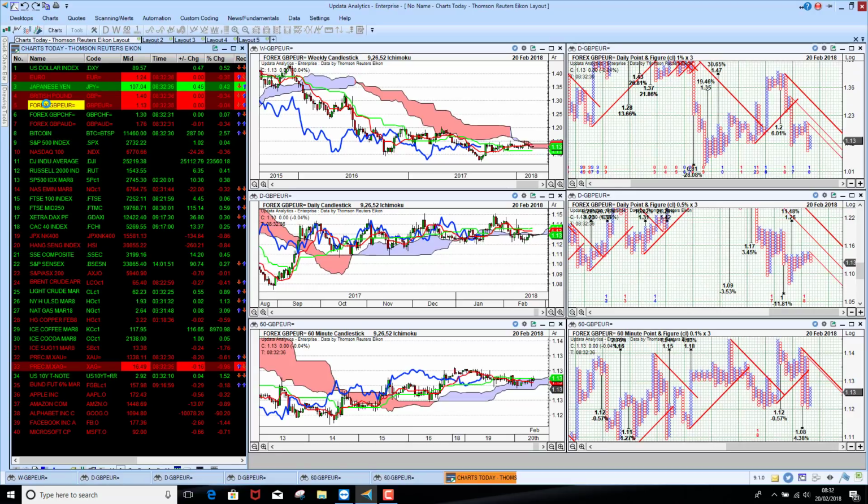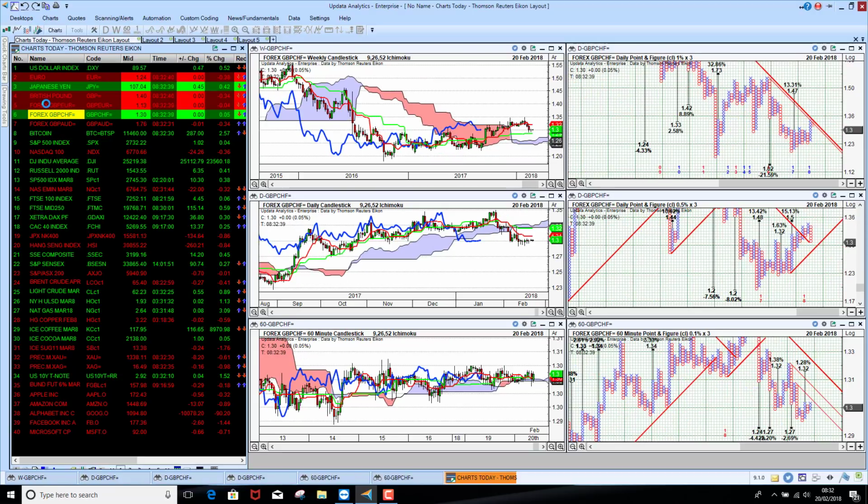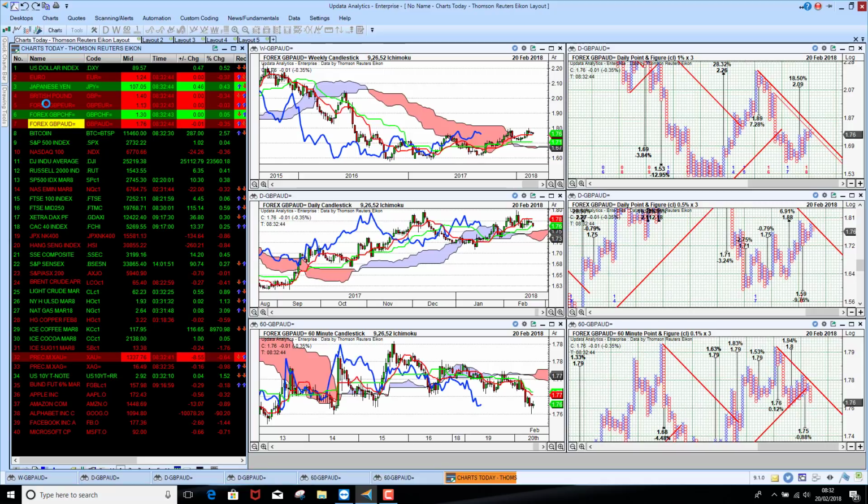Sterling rising against the euro though, looking a little bit stronger here in the short term, bullish above the cloud, and against the Swiss franc as well, and against the Australian dollar, sterling turning bearish, Australian dollar getting stronger.